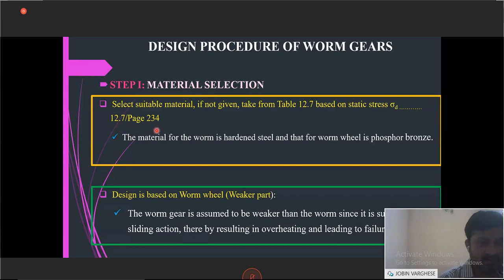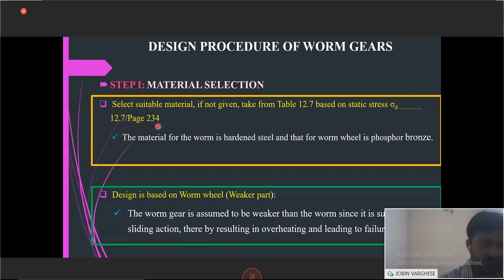In fact, we have given the reference to 12.7 page 234. In that one we can take the material, and usually we use the material as hardened steel for the worm and phosphorus bronze for the worm wheel. This is the usual material we'll be choosing. Suppose the material is not given, we can take it from this page, 12.7 page 234, where we can see the material.